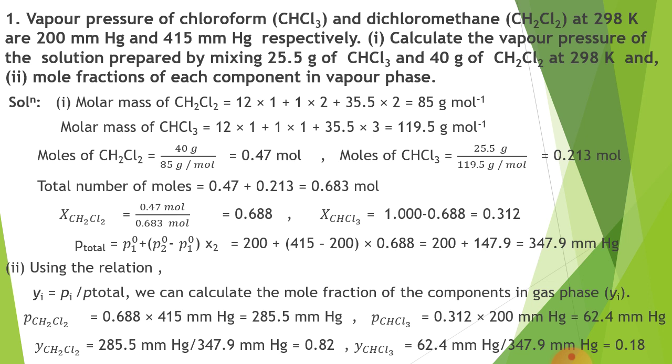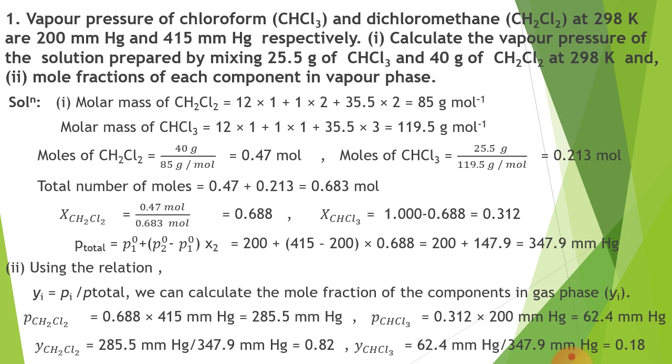Similarly, the moles of chloroform is 25.5 gram mass divided by 119.5 gram per mole molar mass. This will give 0.213 mole. Now the total number of mole is 0.47 plus 0.213. This equal to 0.83 mole.